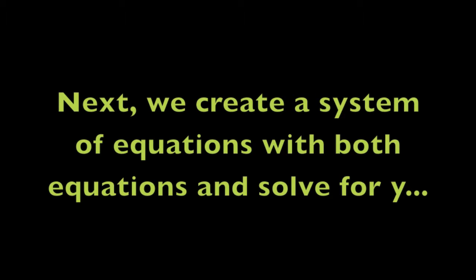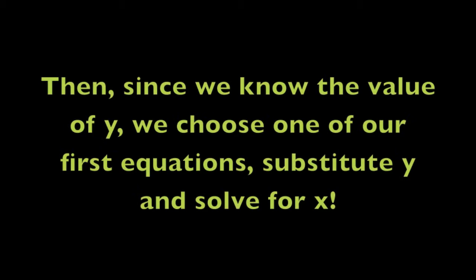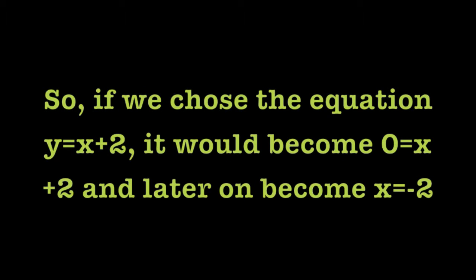Then we create a system of equations and solve for y. In our example, if we add up the two equations, we get y equals 0. Then we solve for x by choosing one of our first equations and substituting y. So if you chose the equation y equals x plus 2, it would become 0 equals x plus 2, and later on become x equals -2.